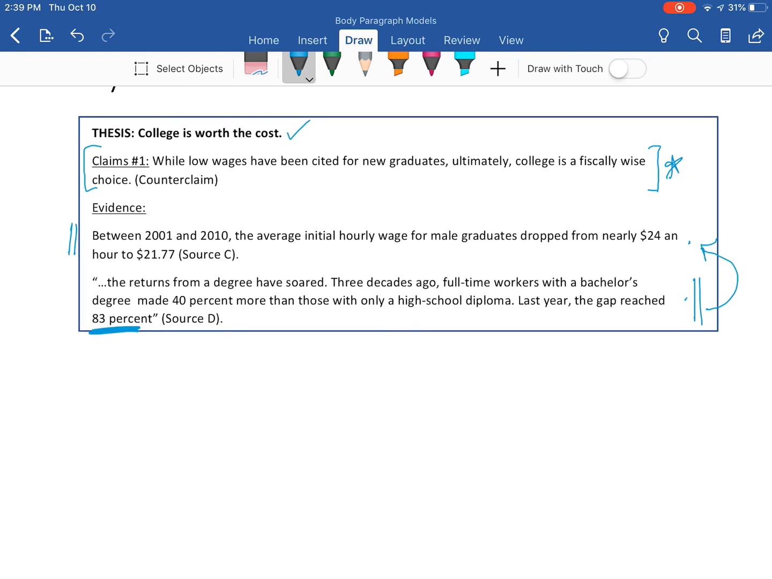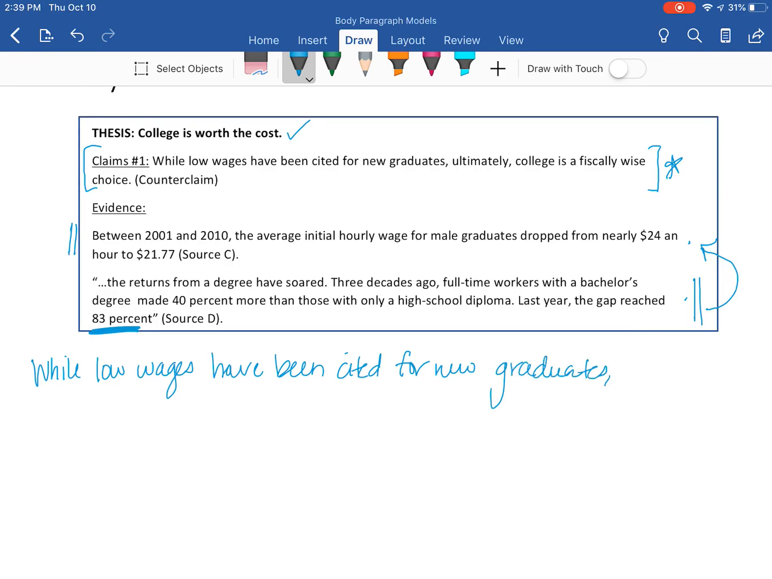So let's write. First and foremost, we already have our claim, which is, while low wages have been cited for new graduates, college is a fiscally wise choice. Fiscally just means money, okay?